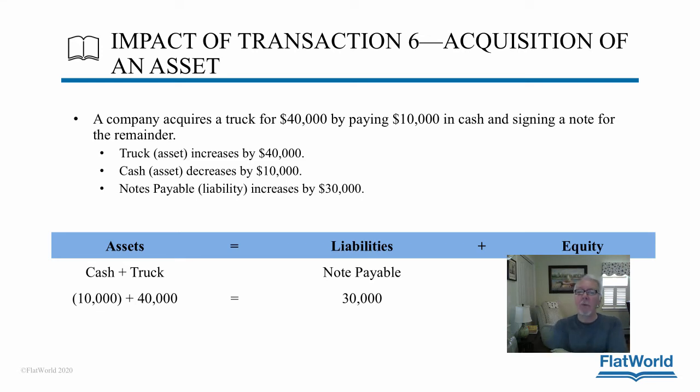How? Well, we paid 10 grand in cash. Stop right there. Okay, we know that cash, another asset, has got to come down. Finally, all right, we got a truck for 40. We paid cash of 10. Where does the other 30,000 go? Well, you signed a note. A note payable, that's a debt, that's a liability.